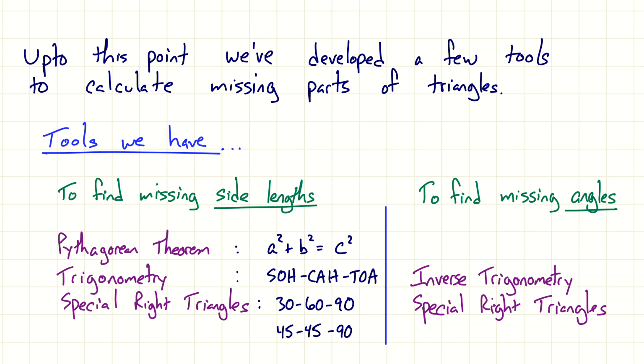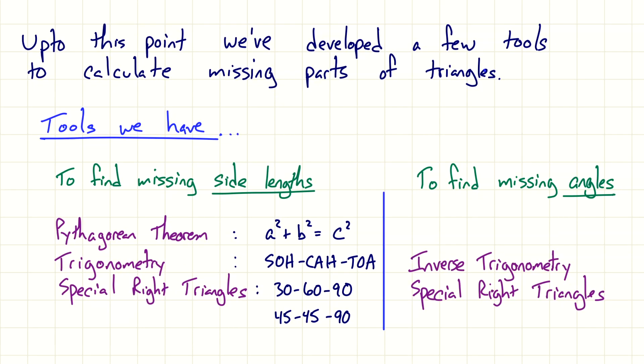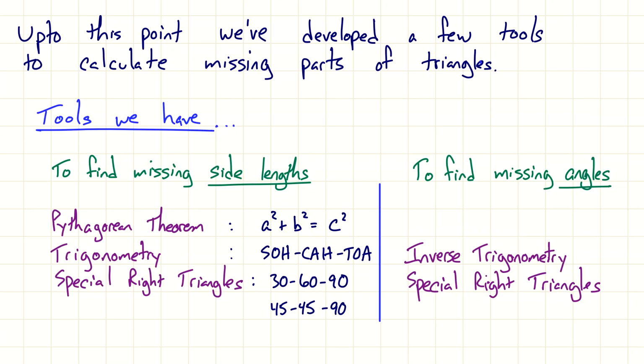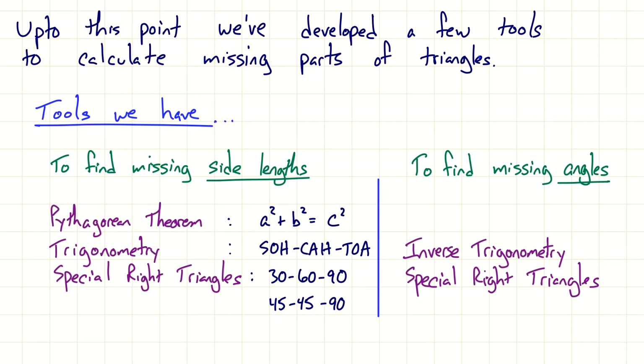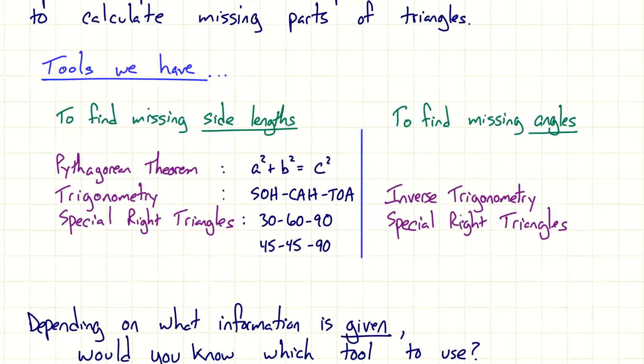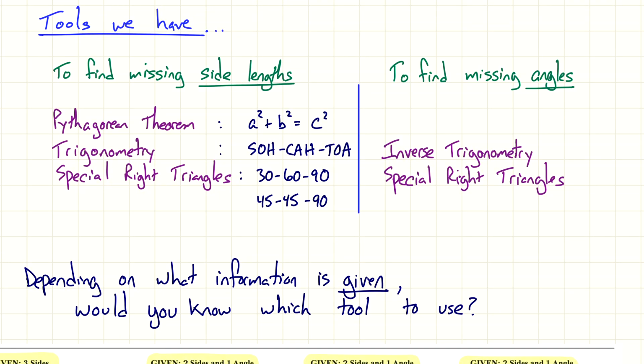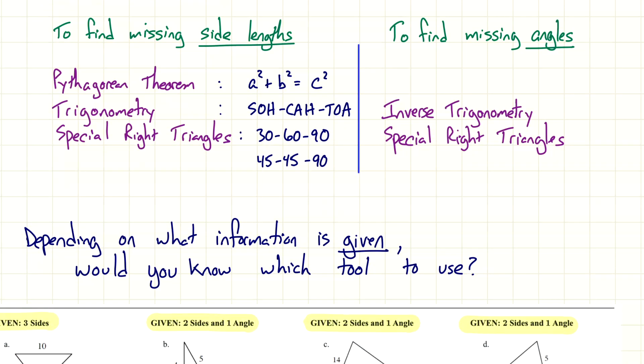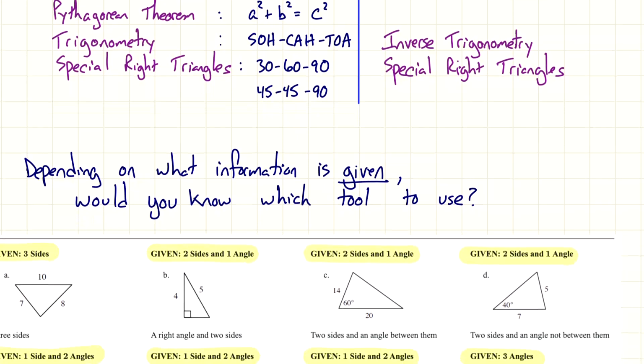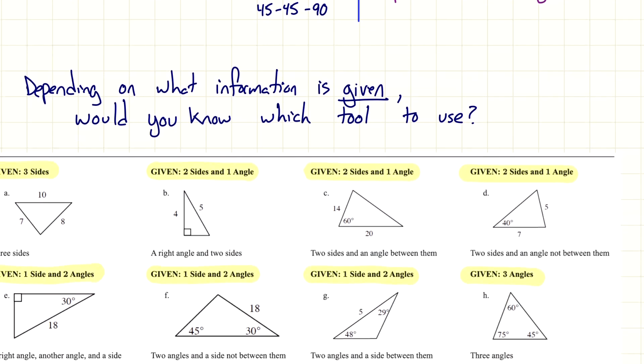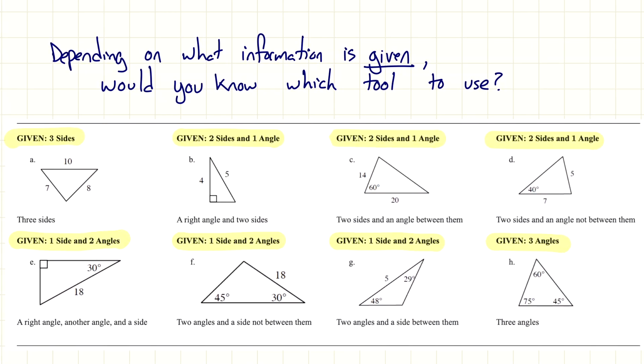So here are some options for us when we're trying to find missing information. The question is, do you know when to use these? What information do you have to be given in order to use these tools? We're going to go through some different possible types of problems you might get. Depending on what information you're given, would you know which tool to use? So here are 8 different possible problems that you might get. All 8 of them are giving you different information. Here's an overview of all of these. I'll zoom in so you can see it a little bit better.